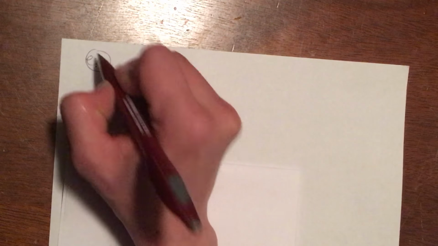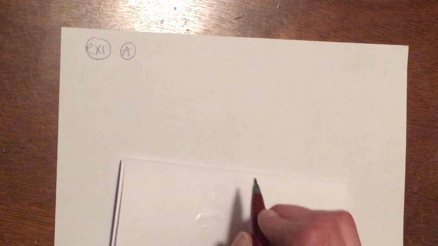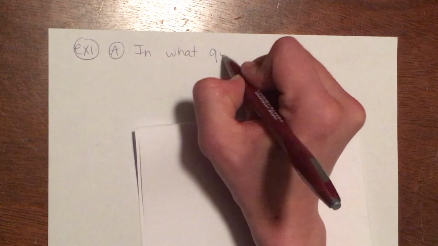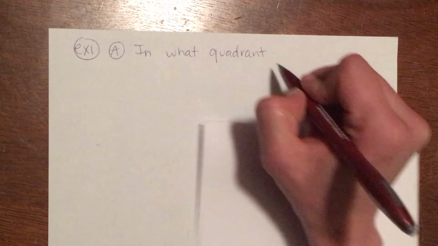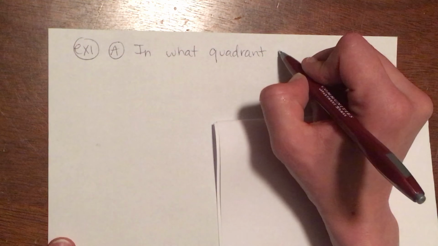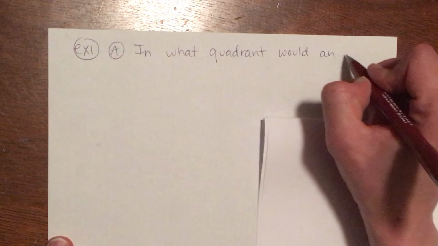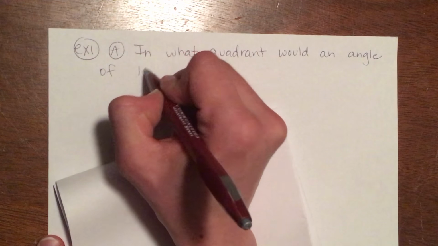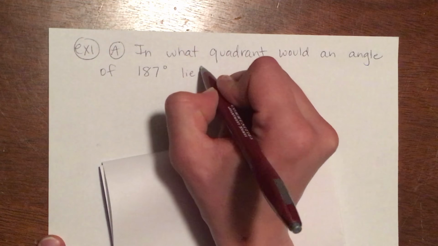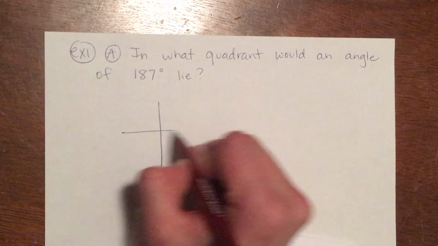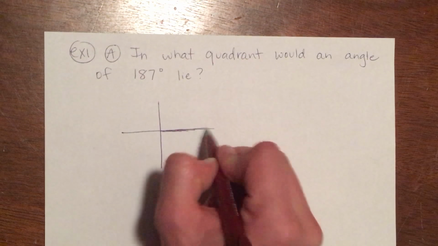Okay, so example 1, we'll just call this part A. In what quadrant would an angle of 187 degrees lie? Okay, so you may be able to do this without drawing a picture, but it helps me to draw a picture. So if I draw my picture and think, okay, it's got to start here.